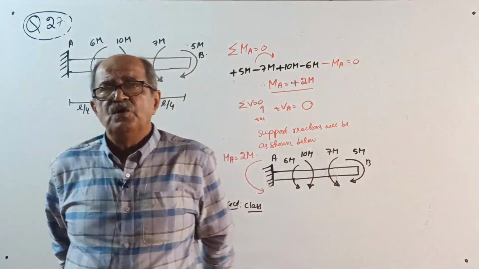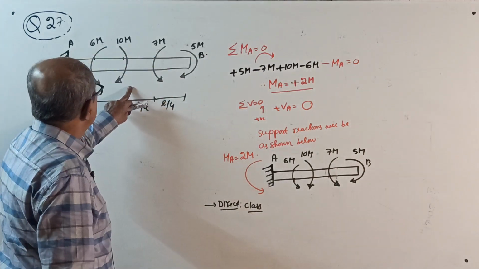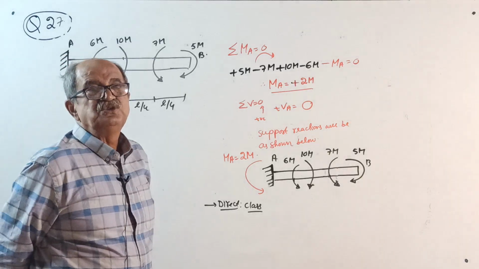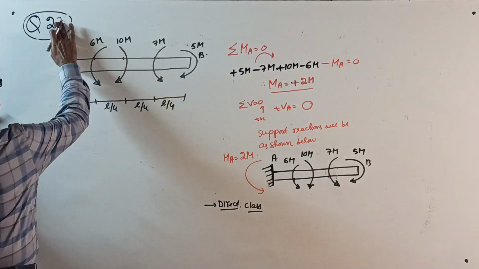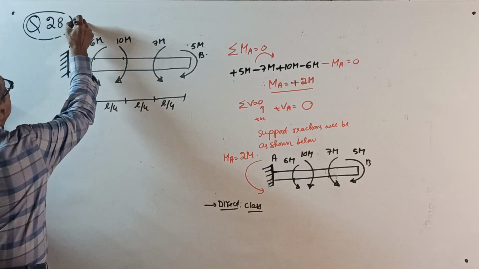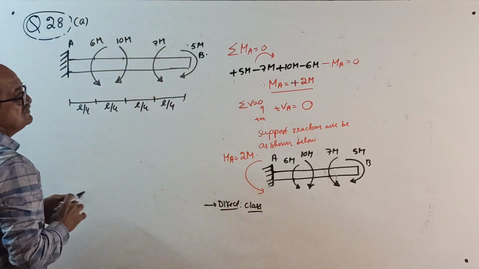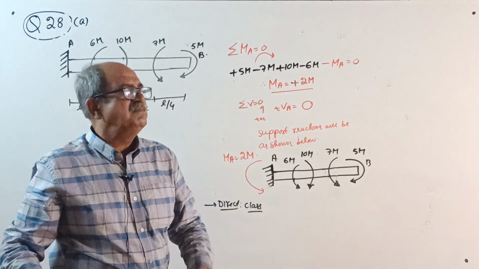Now, a few questions for multiple couples. Okay, read the question, or do one thing. This time, to save time, write the question number 28. Correct? It is 28A. Find support reactions for the given cantilever beam.